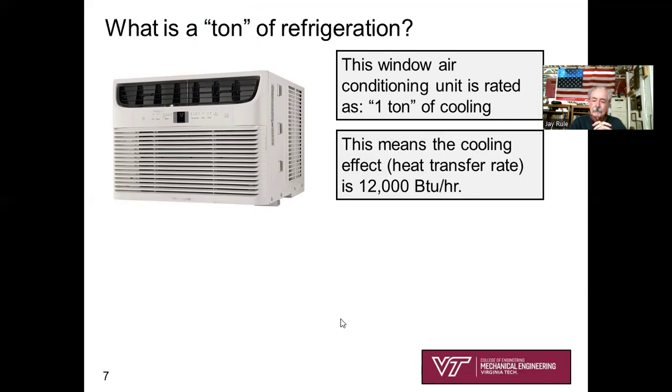This means the cooling effect is 12,000 BTUs per hour for each ton. That's what a ton of cooling is equivalent to: a 12,000 BTUs per hour heat transfer rate.